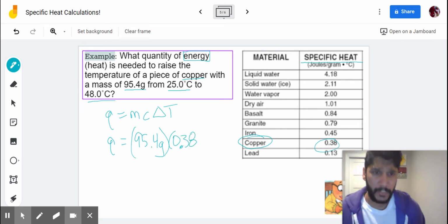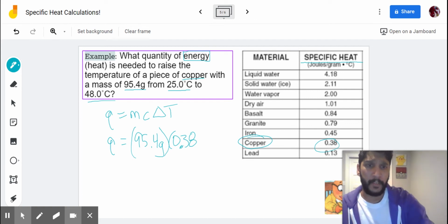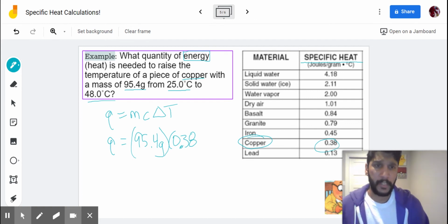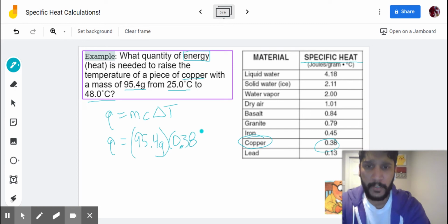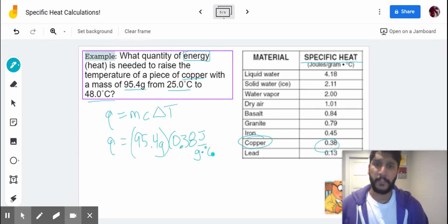If we notice the unit for specific heat, it's given to us right over there. It's joules per gram degrees Celsius. I'm going to write down these units just to show what's going to happen to them. So we got 0.38 joules per gram degrees Celsius for our specific heat.